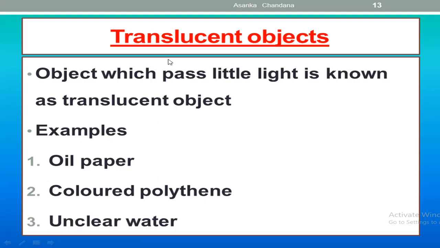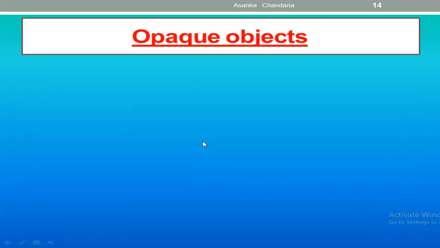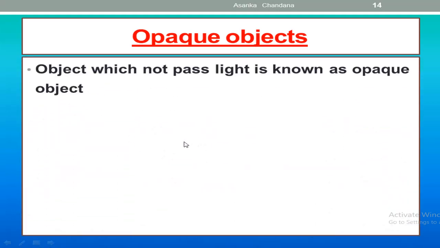Unclear water also belongs to translucent objects. Right, next one, opaque object. Let's go on to learn about what an opaque object is. What is an opaque object?